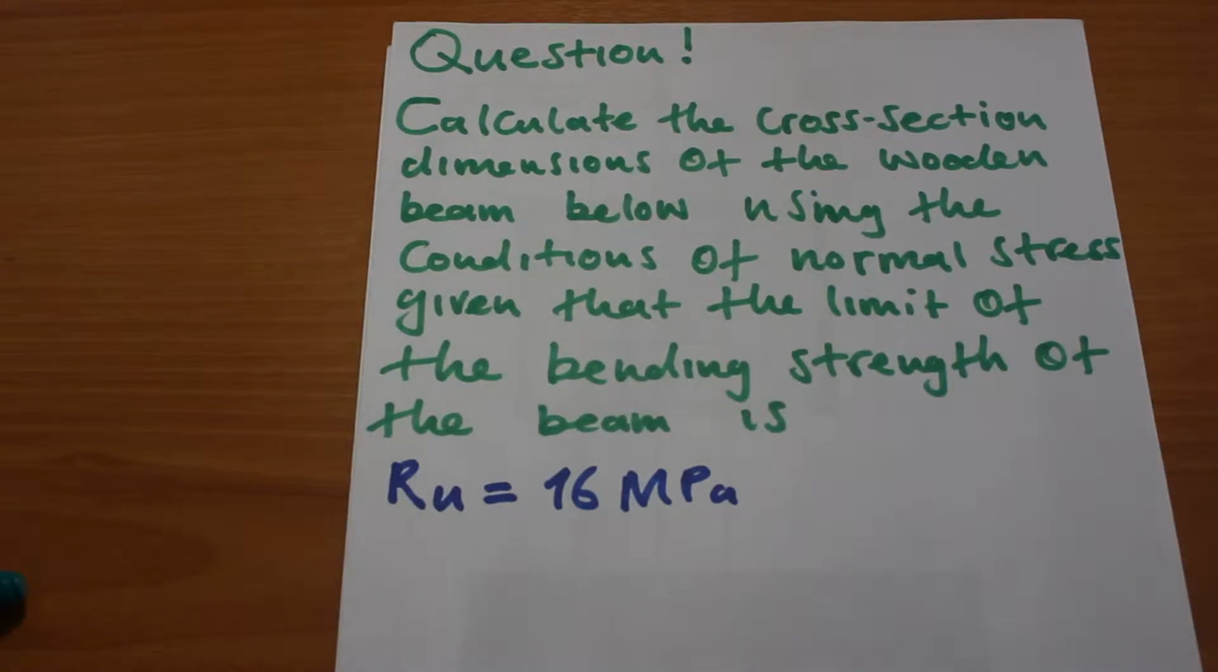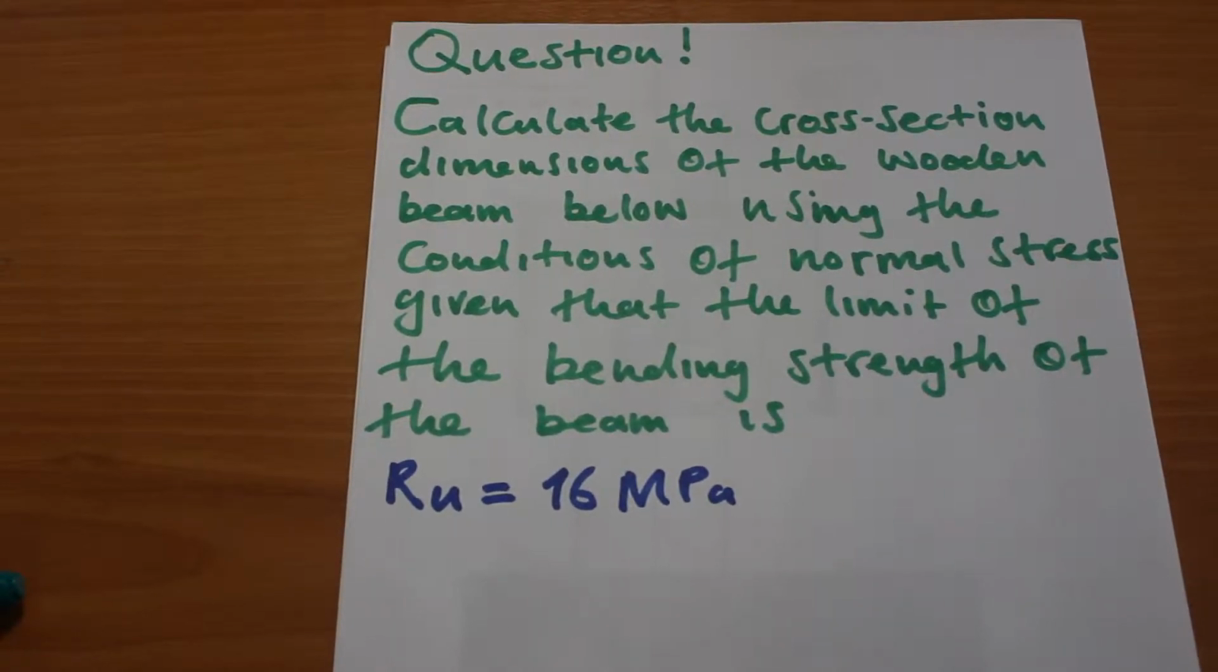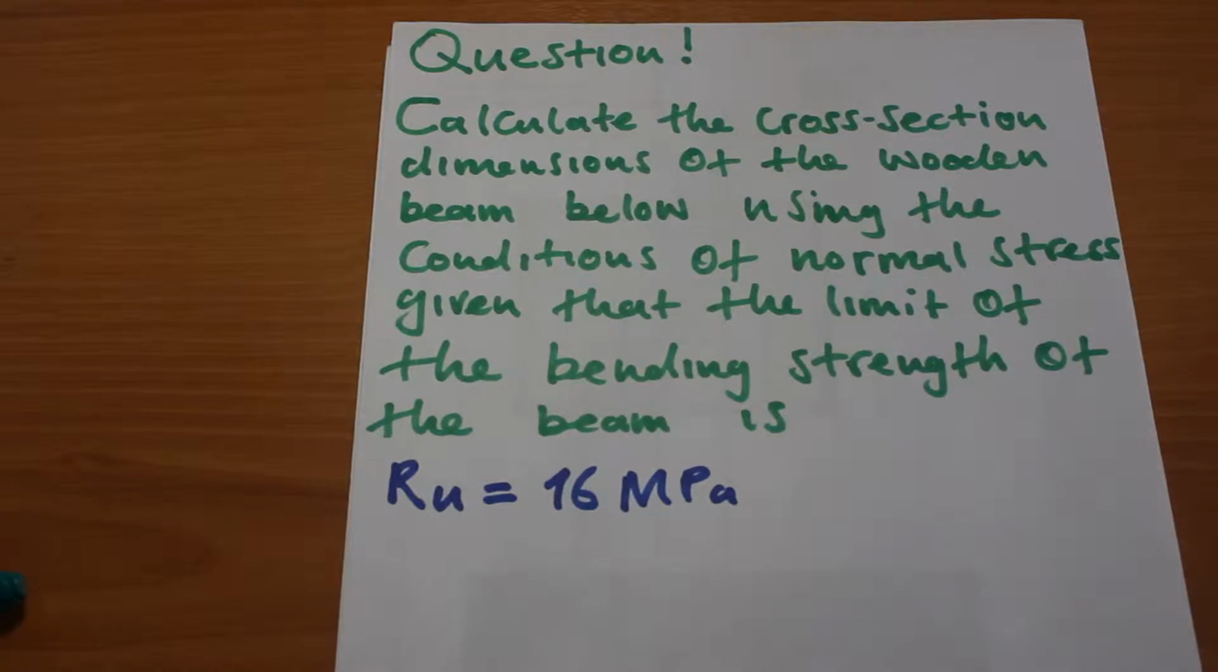Welcome to today's lesson. Basically, today we'll be dealing with a very practical question. The practical question that we'll be looking at reads as follows. Calculate the cross-section dimensions of the wooden beam below using the conditions of normal stress, given that the limit of the bending strength of the beam is 16 megapascals. This is a very long question, so I'll probably deal with it within the course of 2 videos.